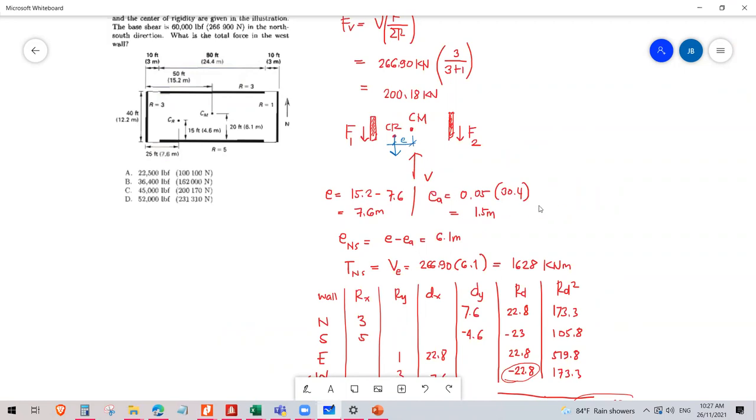So ito yung, I think ito yung reason for that. So that is 5% of the dimension, 30.4, so 1.5 meters. Okay, 7.6 minus 1.5, 6.1. Okay.